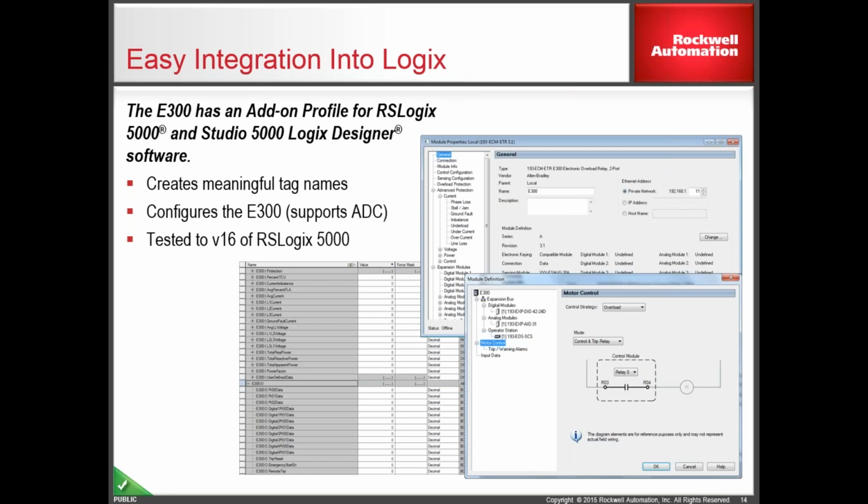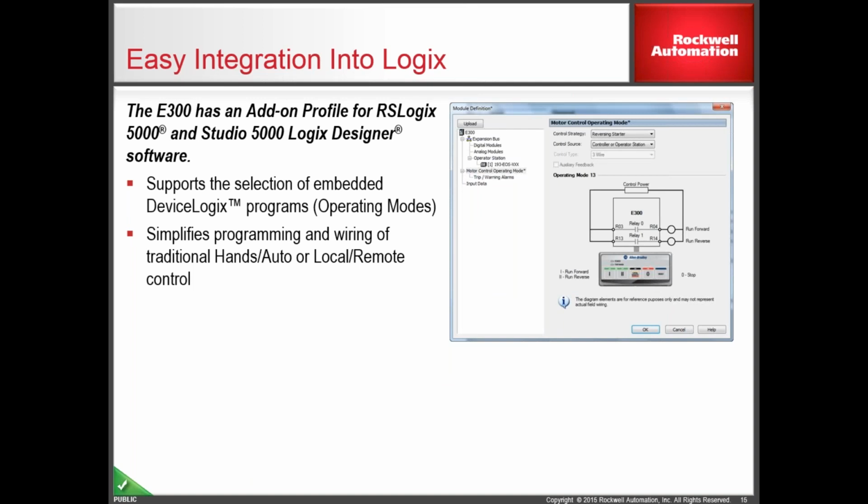All right, so I mentioned that we have an add-on profile for the E300. This is just an example of it, and I'll walk through a demo of it. Again, it creates the meaningful tag names, so you're able to get really descriptive information from your E300. You get all of your analog input data. If you have any additional add-on modules, it'll bring all that tag information in as well. And it is supported at a minimum of version 16 of DeviceLogix 5000.